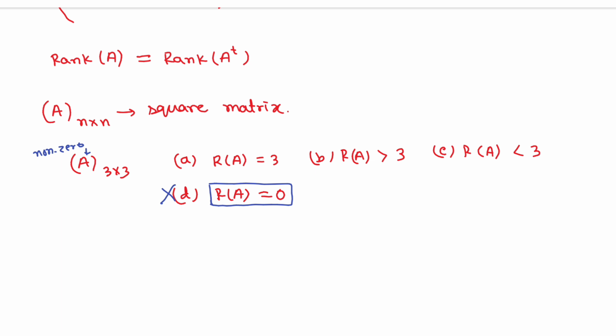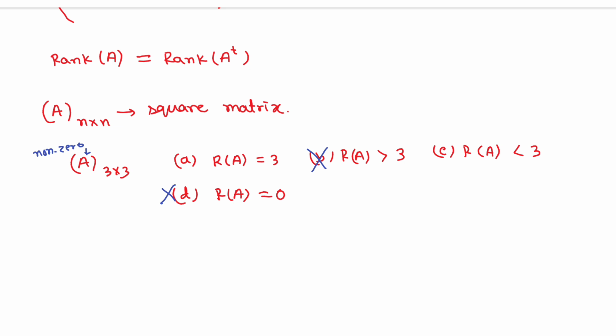So rank of A equals 0 is not possible, because it is possible only for a 0 matrix. Now the second case, rank of A greater than 3, is not possible because the rank of a matrix can never be greater than the order of the matrix. So option B is also incorrect. Now you have 2 options: rank of A equals 3 or rank of A less than 3.